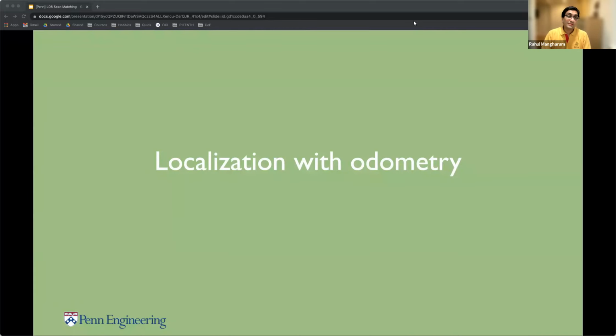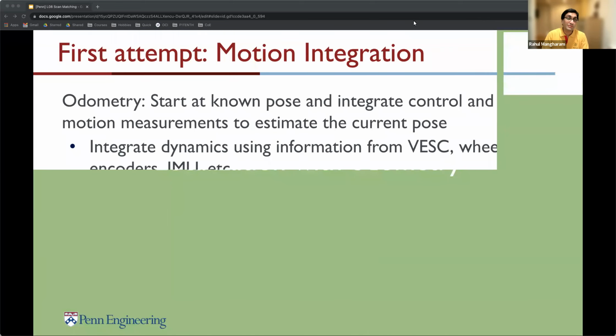So let's start with localization with odometry only, that is relying on an IMU and a wheel encoder in an open loop manner. So now we want to be able to locate our position with reference to our initial starting point. In our first attempt for localization, we'll utilize odometry and motion integration. So odometry attempts to localize by starting at a known pose and position and integrates the control and motion measurements to estimate the current pose.